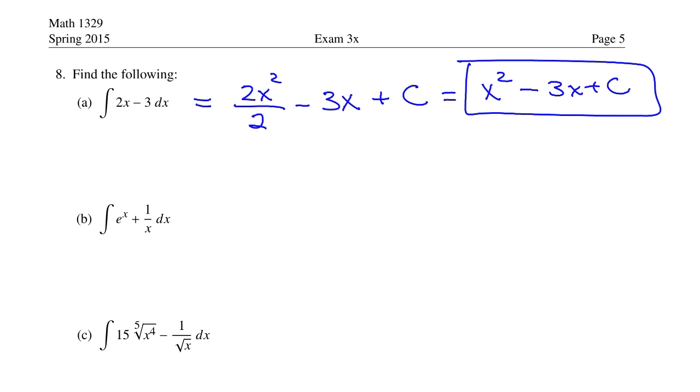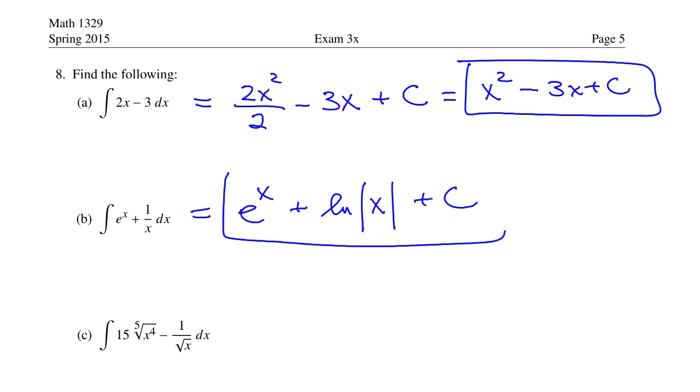Question B also is just straight up. The antiderivative of e to the x is e to the x. The antiderivative of 1 over x is the natural log of the absolute value of x plus c. No u substitution or anything needed, just straight up work it.